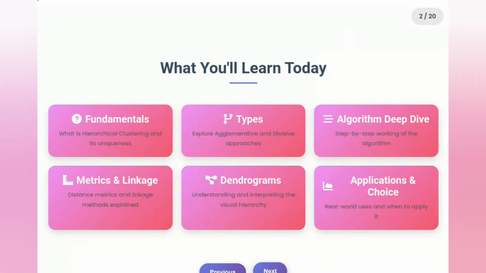In today's session, we'll cover 5 key areas. First, we'll understand what hierarchical clustering is and why it's different from other clustering methods. Second, we'll explore the 2 main types of hierarchical clustering. Third, we'll dive deep into how the algorithm actually works step by step. Fourth, we'll learn about different distance metrics and linkage methods. And finally, we'll discuss real-world applications and when to choose hierarchical clustering over other methods.